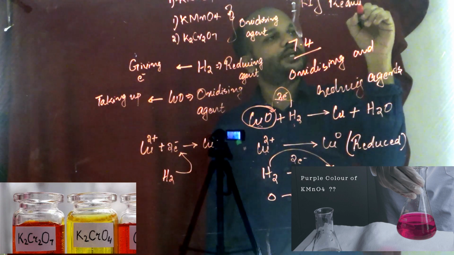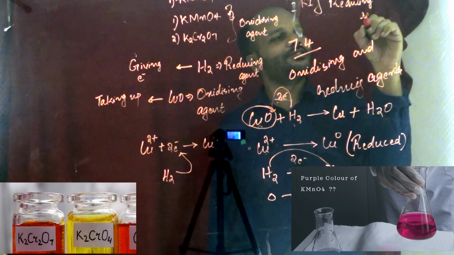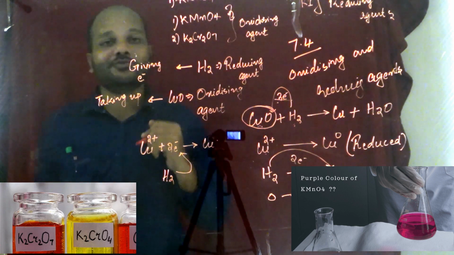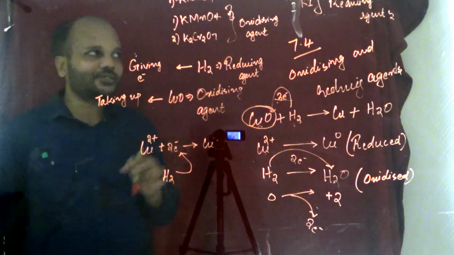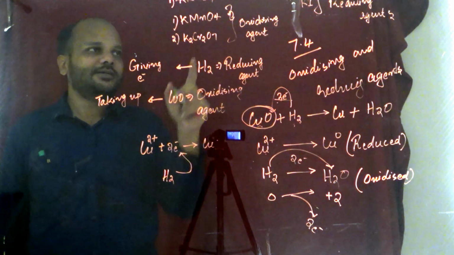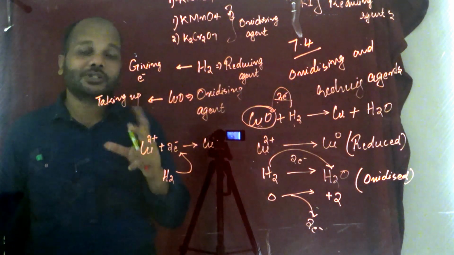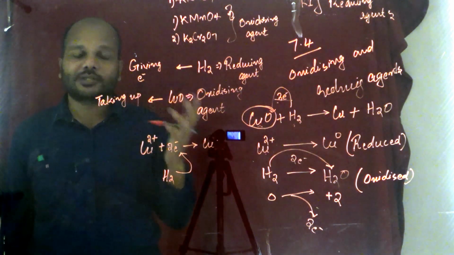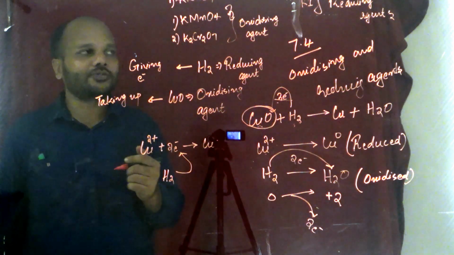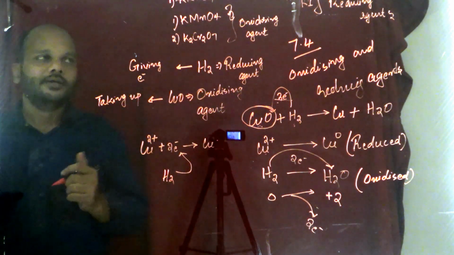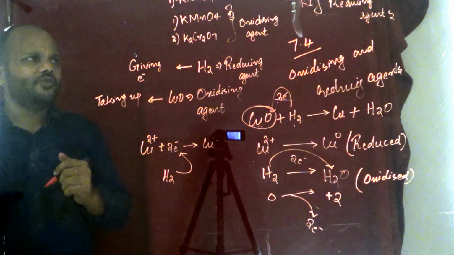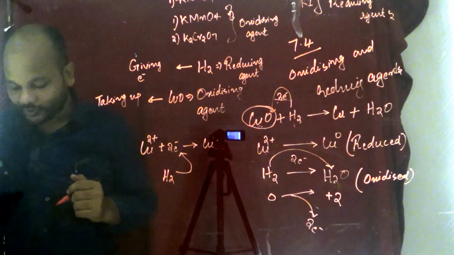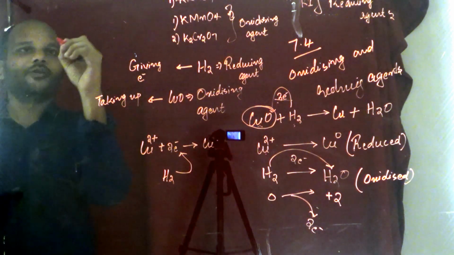These oxidizing and reducing agents help with many reactions because the color change associated with these agents helps us predict and understand what reaction is subsequently happening, and whether reduction or oxidation has happened or not. For the first case, we will consider KMnO4, potassium permanganate. So let's take the example of KMnO4 now.